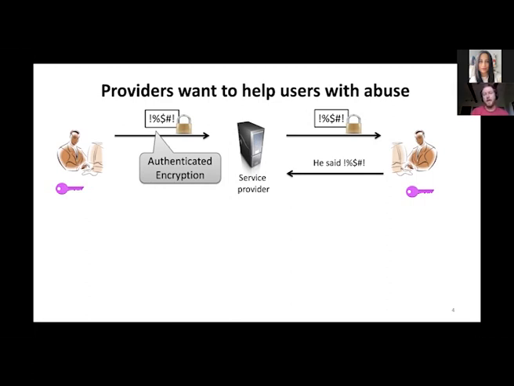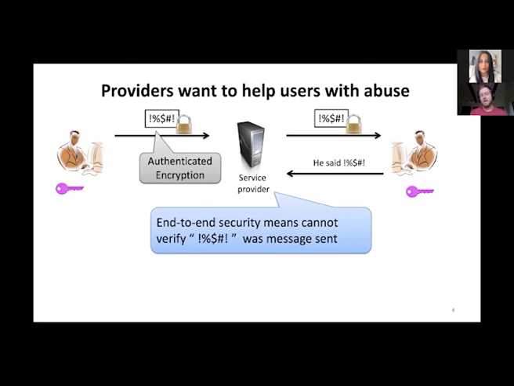Now, the problem with end-to-end encryption in this context is that the provider can't verify that this was actually the message that was sent, because they didn't see the encrypted content. And so this raises a bunch of questions about what we should be doing here. Could the recipient frame a user by saying that they said something that they in fact did not send, etc.